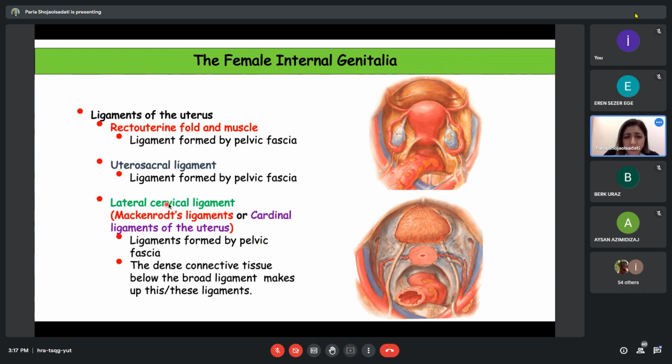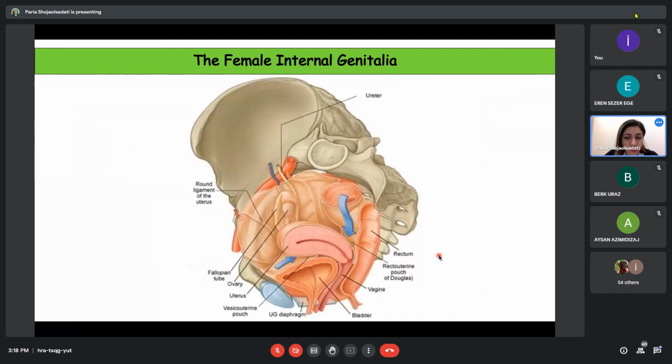We have two ligaments to fix the cervix in its position, foreseeing that I had to cut the uterus. These are named McEnroe's ligament, or sometimes it's famous as the cardinal ligament in anatomy. They fix the cervix from both sides to the lateral wall of the pelvis and fix the uterus in its position. You can see the structure.